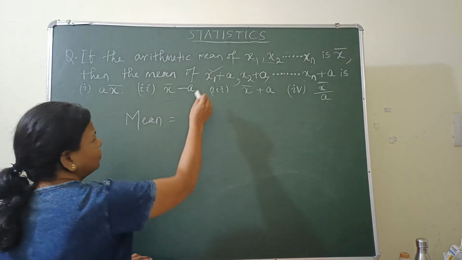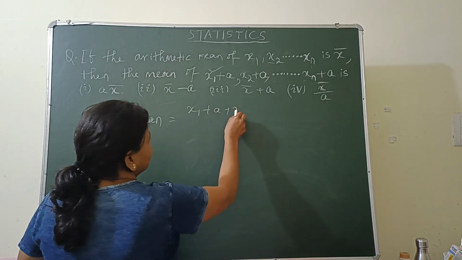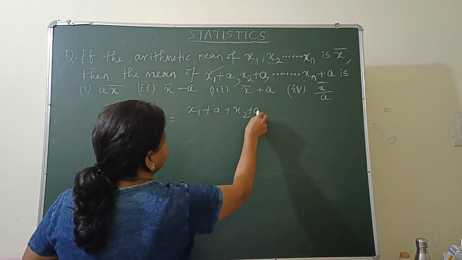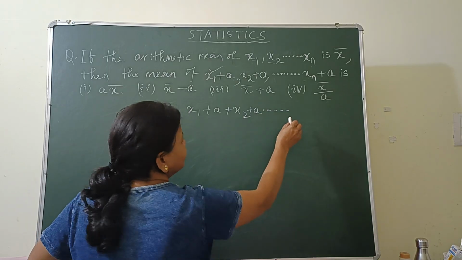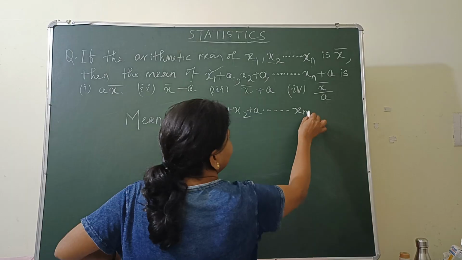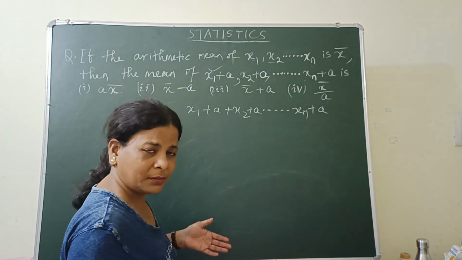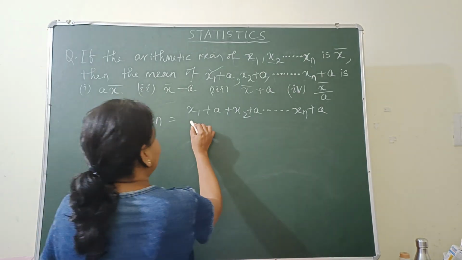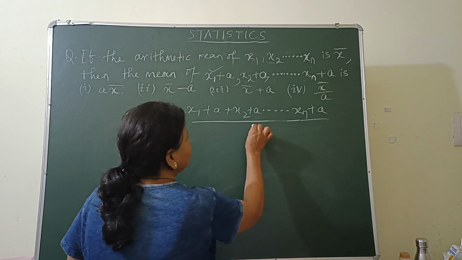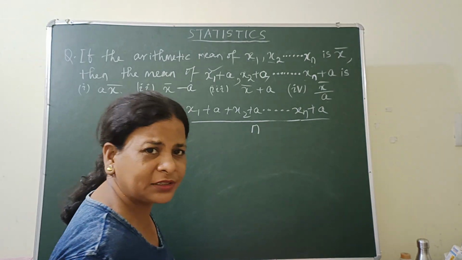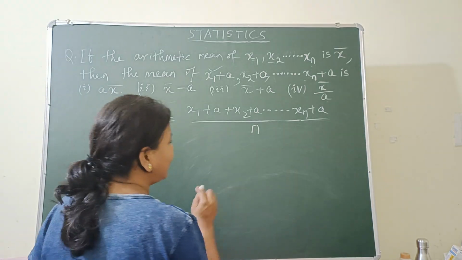That mean can be found out by adding all the terms x1 plus a plus x2 plus a. Like this we would go on adding. Up to how much we will go on adding? xn plus a. We added all the terms to get the sum of all the observations. Now we will divide it by how much? We will divide it by the number of observations. How many observations are there? As I told you, there are n terms. So we divided it by n.